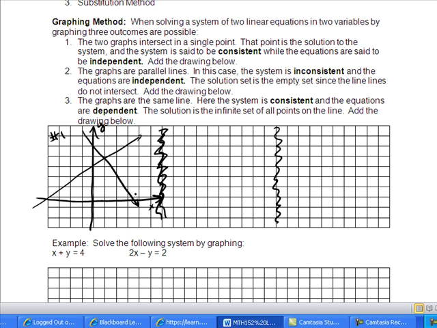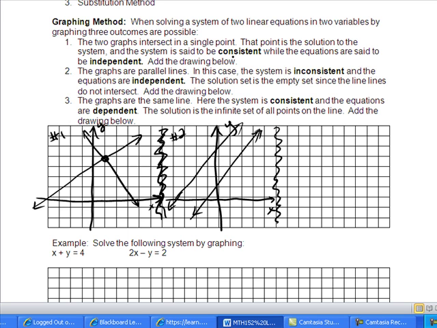Second case, and you'll need to add these to your notes, is where we have two lines that are parallel. And when they're parallel, that means they don't intersect. So notice in case 1 that we call this system consistent, and the lines are independent, and they intersect in a single point. Okay, so that's our solution. In the second case, the lines are parallel. We say the system is inconsistent, but the equations are independent, and our solution set is the empty set because the lines do not intersect.